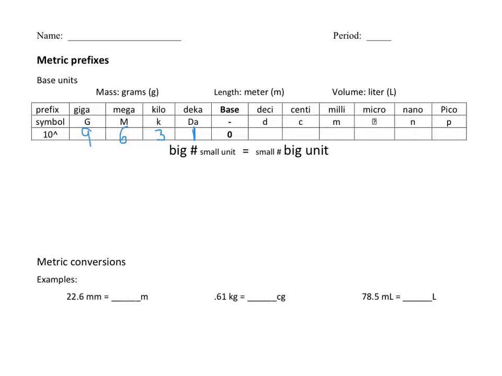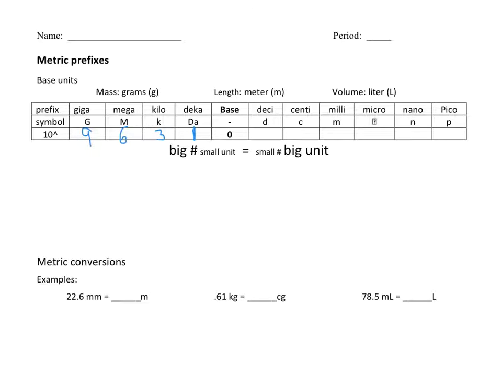Deca gets either capital D or DA. I've seen it both ways. Kilo is K, mega is capital M, and giga is capital G. How about 10 to the 12th? Anybody know what that is? If you think computers, tera. So like a terabyte, that's 10 to the 12th bytes.